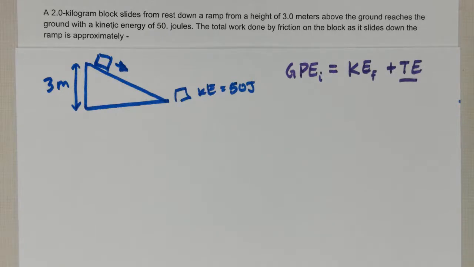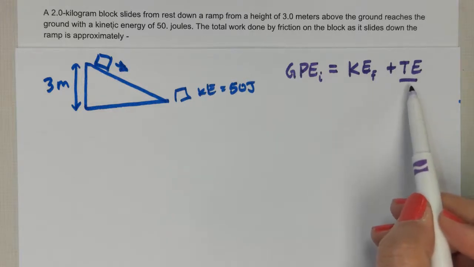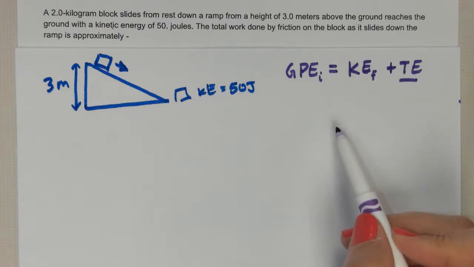It does say in the question work done by friction, but this is the way that we're typically designating friction, and so this is how I'm going to write it. It would be just as acceptable for you to label it as work, and you're welcome to write a W if you want. But from here, let's go ahead and solve.